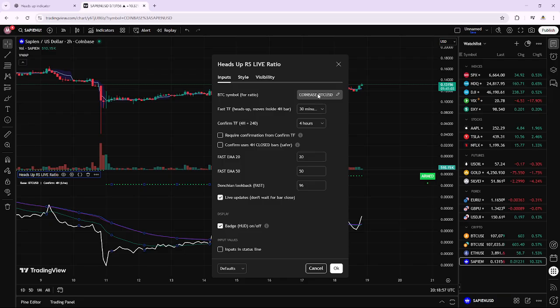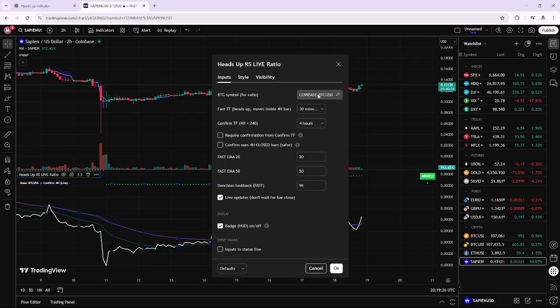To trade the crypto market using the Heads Up indicator, you need a base ticker to measure your relative strength. From the asset that you're actually charting, you want a higher market context to measure the relative strength of your asset, i.e., your crypto coin, versus the larger market. And in crypto, the larger market, especially right now, is Bitcoin.